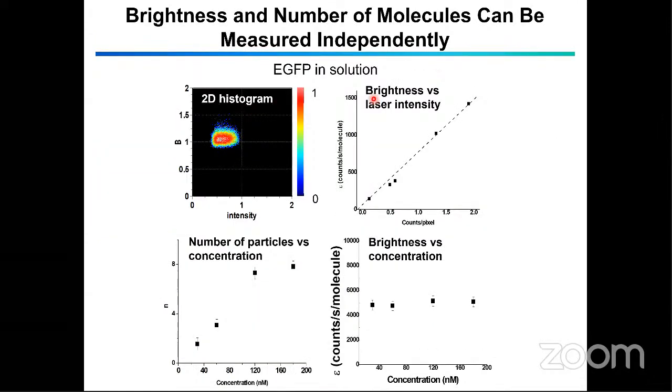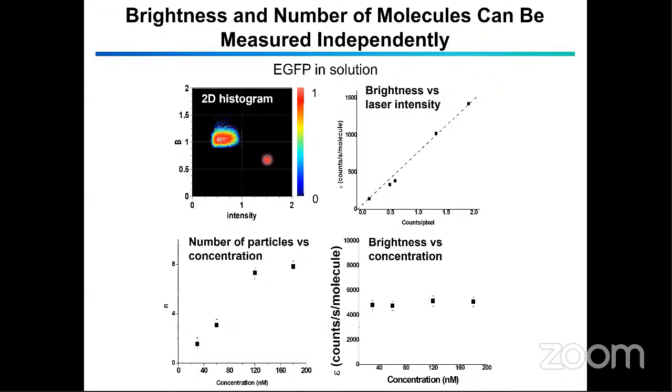Okay, here are some more control measurements. This is again EGFP, monomeric EGFP in solution. Here is our 2D histogram. Again, brightness versus intensity. And again, you can see that the center of mass of this cloud containing all of our image pixels is a bit above 1, with the difference between 1 and this average being the brightness of our green fluorescent protein monomer. Of course, we have noise, and so it's a little bit of a cloud, and there's some uncertainty in the measurement.